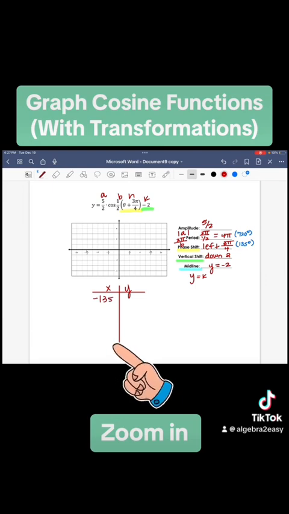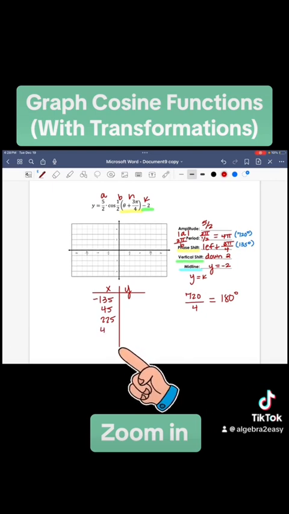To get the other 4 values, so to know what you are counting by, you take your period, which is going to be 720 degrees, and you divide it by 4. So 720 divided by 4 is going to give me 180. -135 plus 180 is 45. You are saying 45 plus 180 to get 225. You're saying 225 plus 180 to get 405. You're saying 405 plus 180 to get 585.